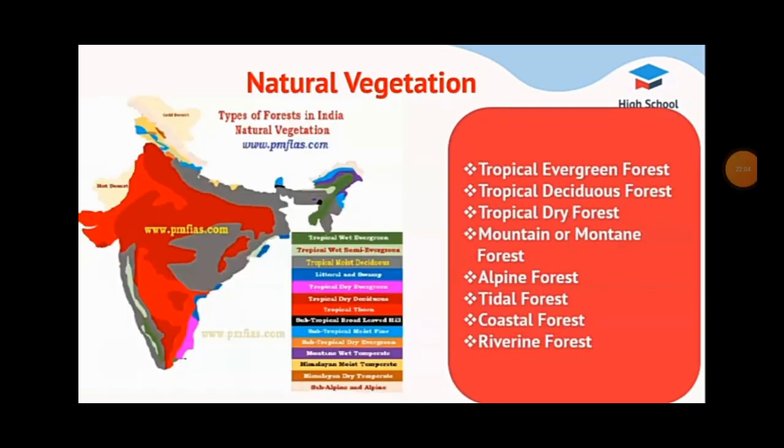Natural vegetation. Under this topic, we are going to see about tropical evergreen forest, tropical deciduous forest, tropical dry forest, mountain forest, alpine forest, tidal forest, coastal forest and riverine forest.